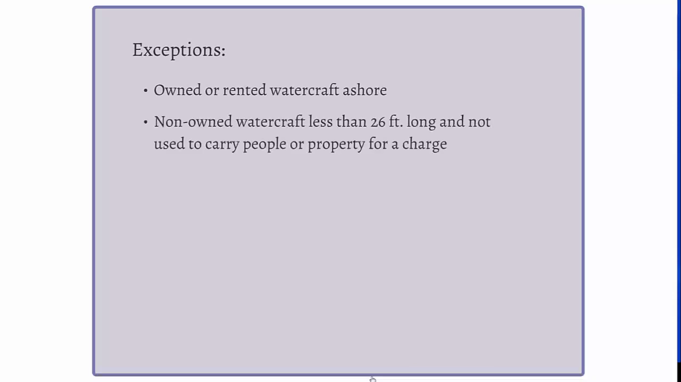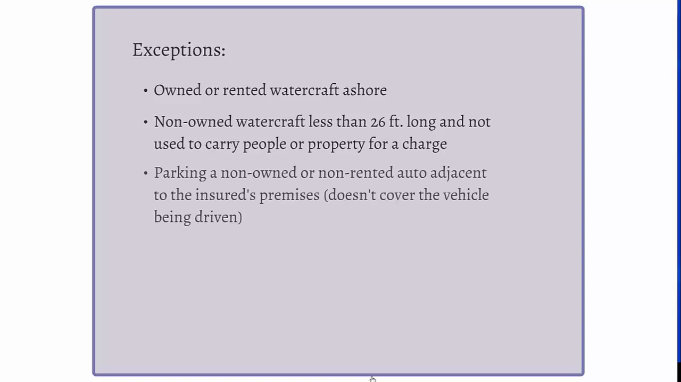There are some exceptions though to this exclusion. If it is owned or rented watercraft ashore, if it's non-owned watercraft less than 26 feet long and not used to carry people or property for a charge, if an insured is parking a non-owned or non-rented auto adjacent to the insured's premises, this doesn't cover the vehicle being driven.